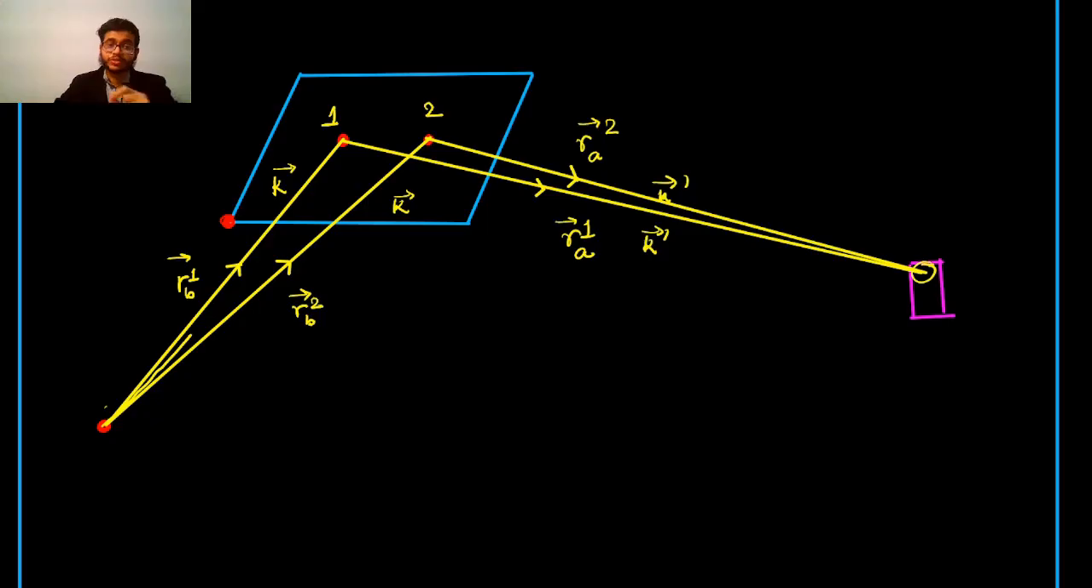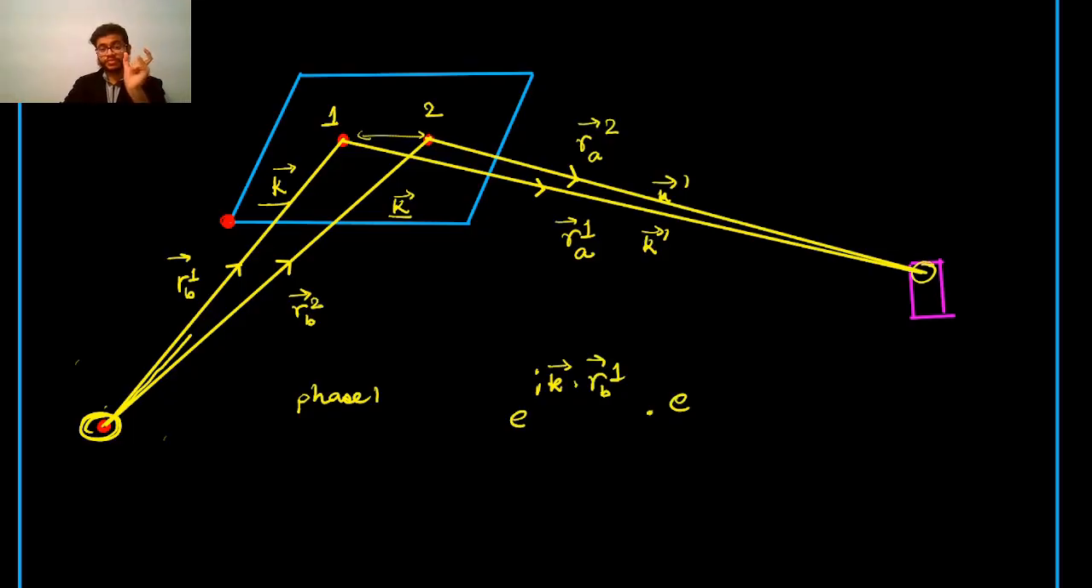Just like Bragg's law, we will assume that this K and this K are equal because this light ray is assumed to be very, very far away from the atoms. This distance will be very, very small compared to the distance from the source to the point. So the phase of 1, what will it be? i into e to the power i k dot rb1, this will be the phase the light ray gets before the reflection, then i k prime dot ra1. This will be the phase of 1.